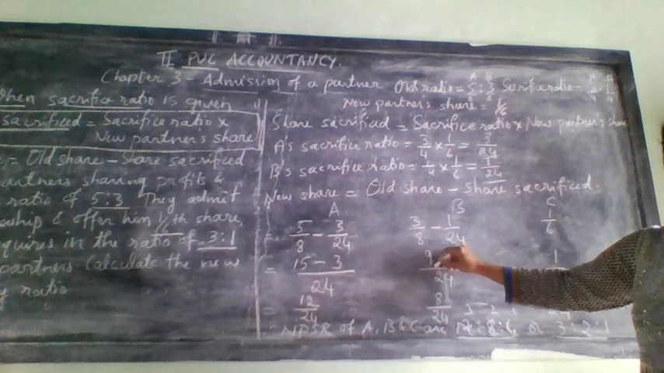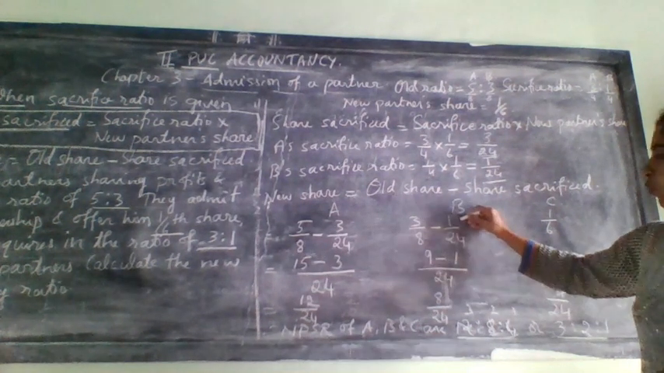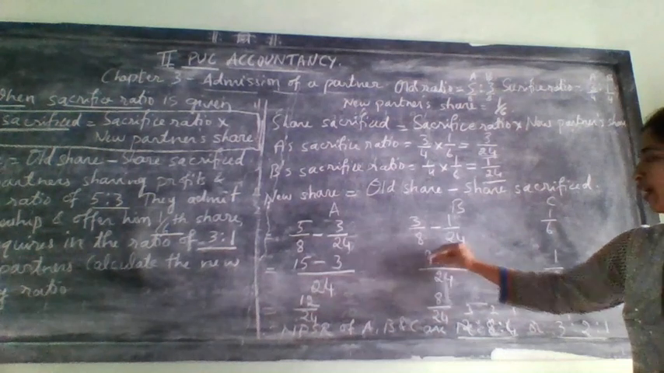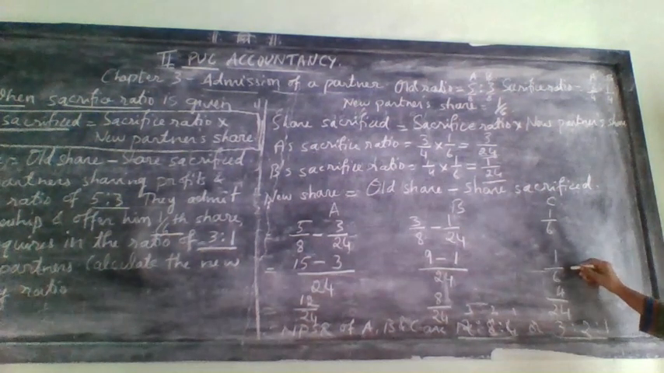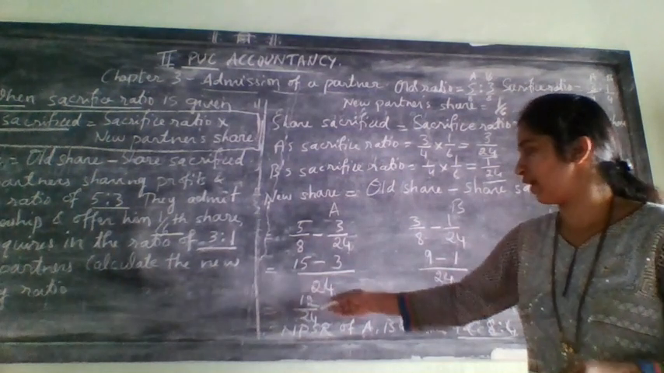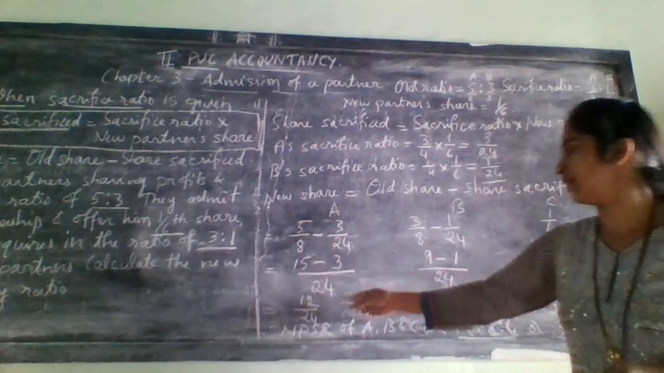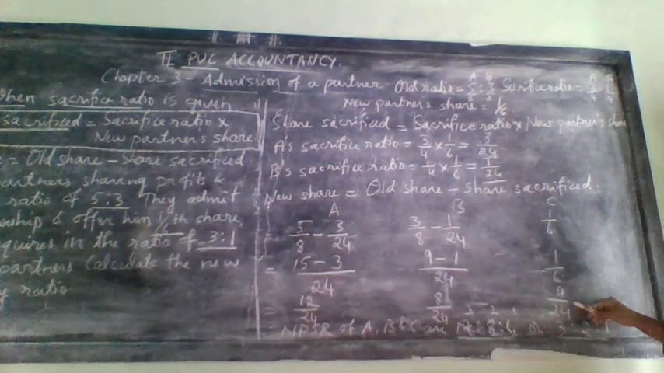3 3s are 9. Minus 24 divided by 24, it will come 1. 1 ones are 1. So, 9 minus 1, it will come 8. Next, 1 by 6, leave as it is. After writing this, next step, write it as subtract and write the answer here. Now, convert this 6 to 24.